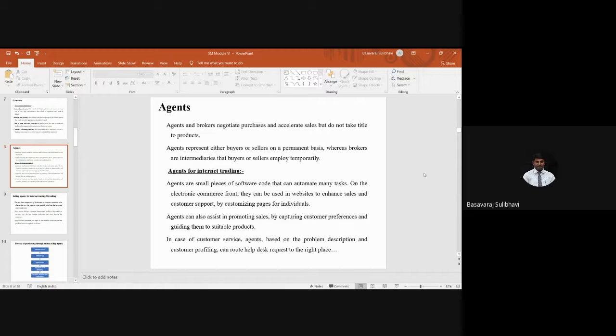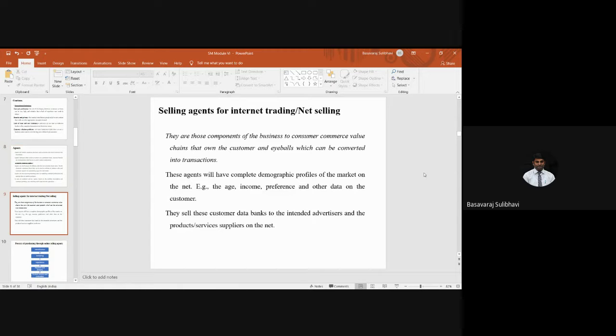The buyers will be guided by these agents to reach a particular place where the type of seller they are searching for is available. So they guide the customers in reaching what is required. Now we have selling agents on internet trading, or net selling. These are the components of the business-to-consumer commerce value chain that own the customer and eyeballs, which can be converted into a transaction.